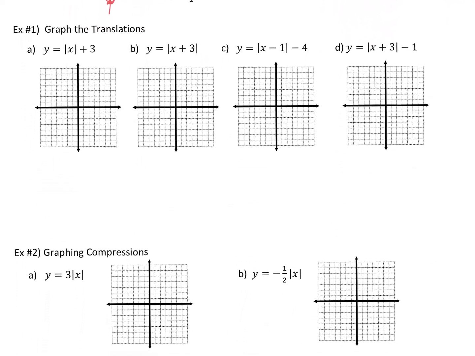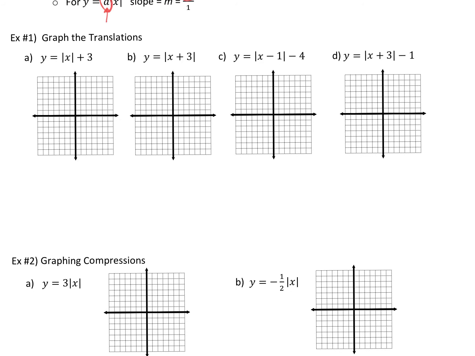Okay, let's do a few problems here. First of all, if you look at example 1 and it says graph the translations, what shape is every one of these graphs going to be? A V, because every single one of them has absolute value. I'm going to do the first 2 for you, and then I'm going to have you try the next 2. Those are the harder ones because there's multiple things going on, but I believe in you.